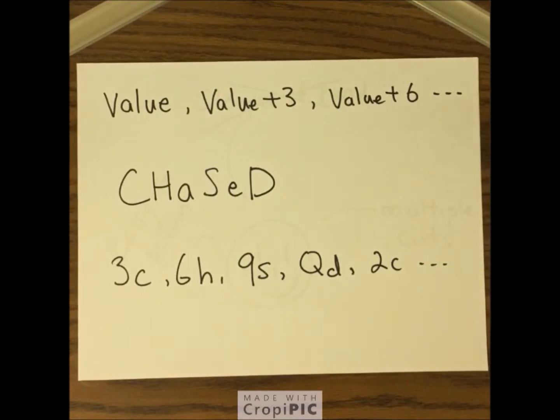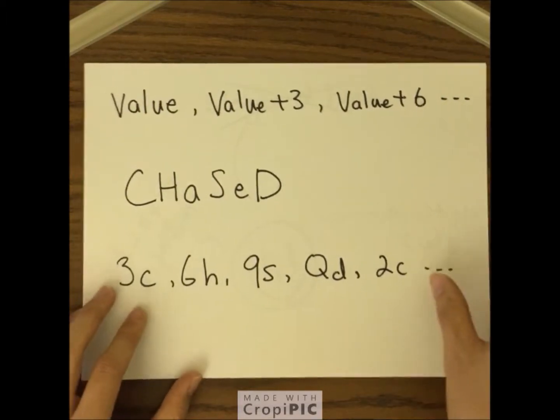The Si Stebbins stack system that I will be introducing will be in the following order. The next value should always be 3 higher than the previous value, and the suit order should be clubs, hearts, spades, and diamonds. An easy way to remember this order is by using the word CHaSeD. So in the end, your deck will be in the following order: 3 of clubs, 6 of hearts, 9 of spades, queen of diamonds, then back to 2 of clubs, and so on.